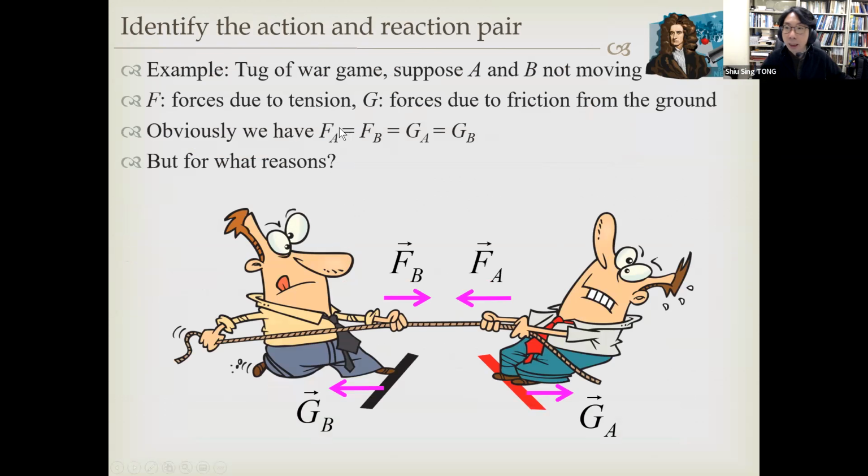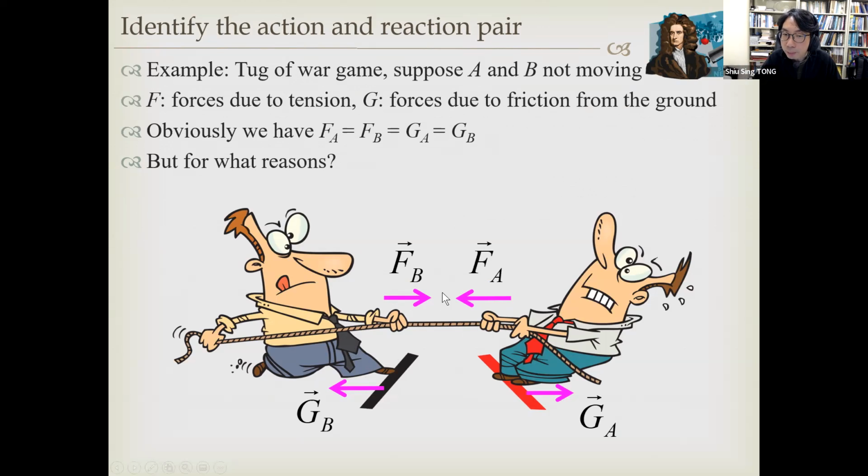Now let's discuss a simple example of identifying an action and reaction pair. That is the tug of war game. Suppose at a certain instant, person A and person B are pulling each other. They are playing the tug of war game, pulling each other through a string. And at this instant, they are at rest. So what are the forces acting on the bodies? I can name four forces.